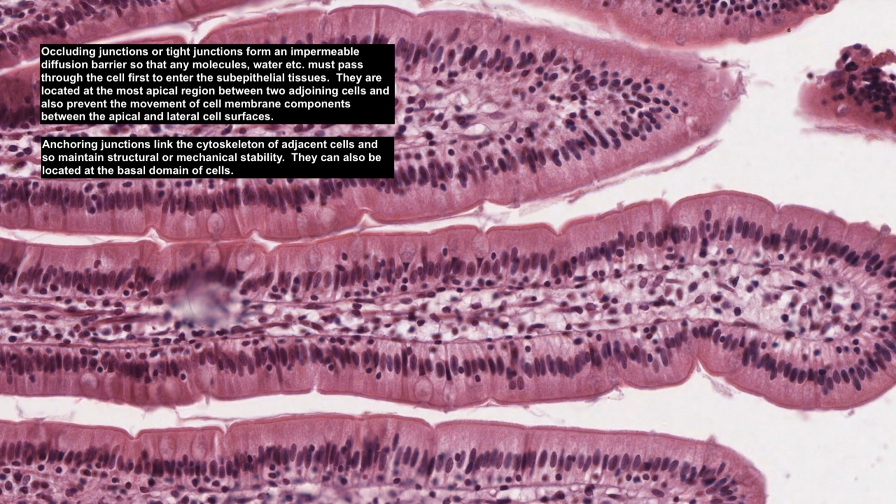I'm only going to provide a general summary of these three types of junctions and also show a couple of examples where a specific junction is present in other cells besides epithelial cells.